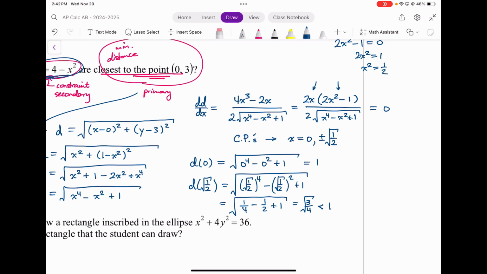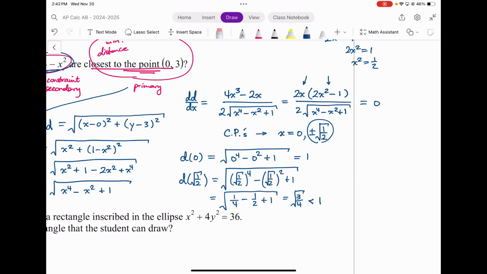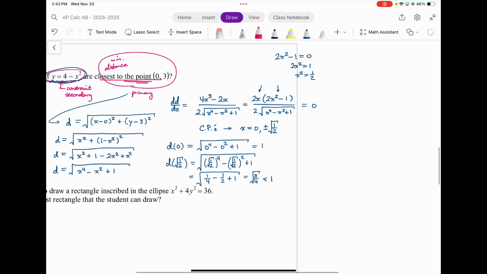So, looks like these critical points are my candidates, right? And because it's a parabola, the plus or the minus square root of 1/2, both of those points are the same distance away. So all we have to do now is find the y value of these points, right? We would do that by plugging them into the equation of the parabola. I'm going to do that for the positive square root value. So this is 4 minus 1/2, which equals 3.5. That's 7/2, right? Yeah, 7/2.